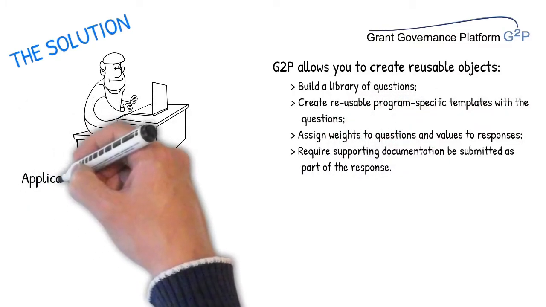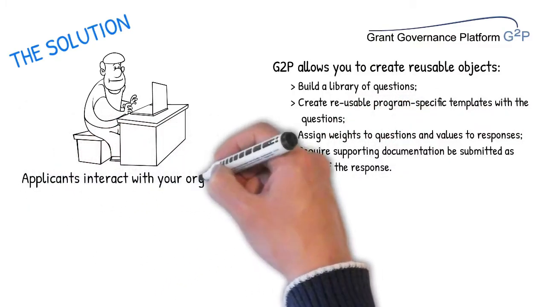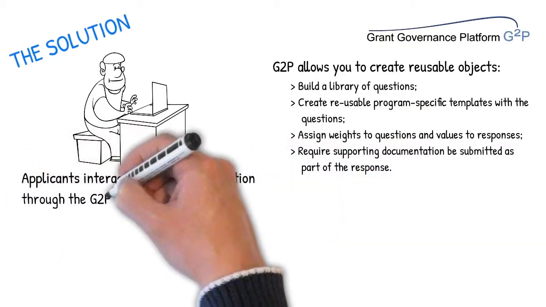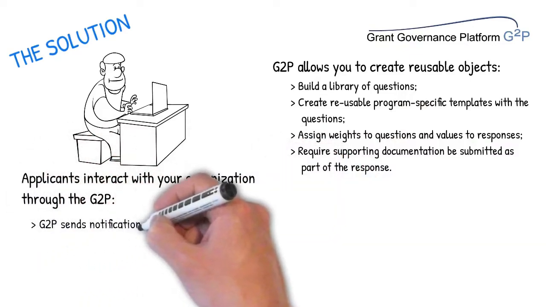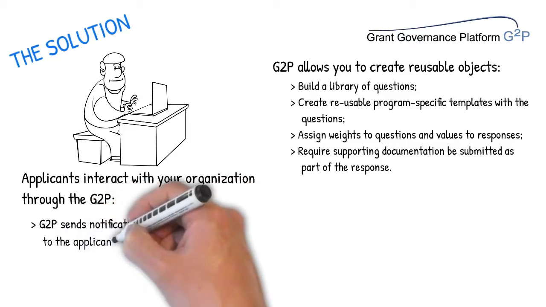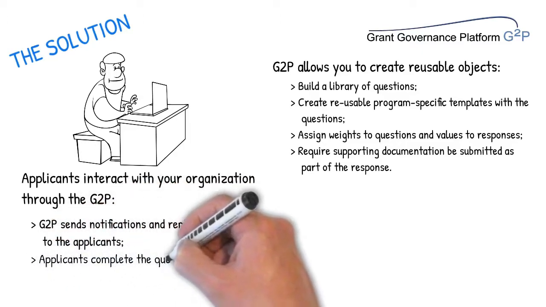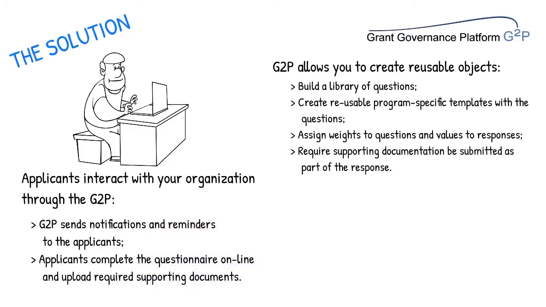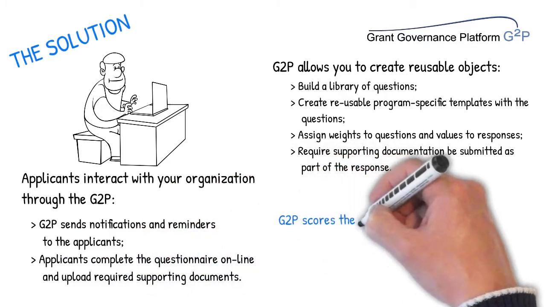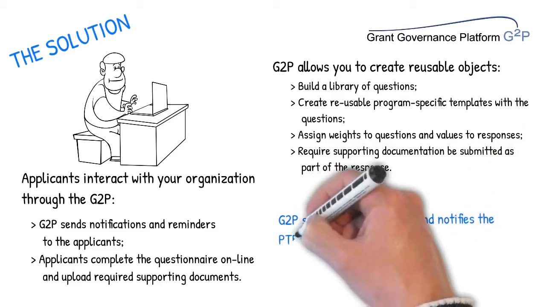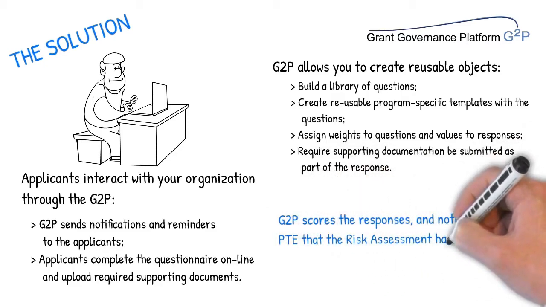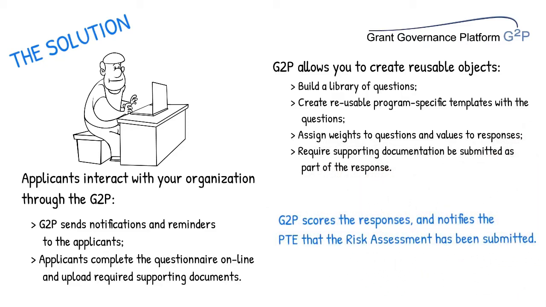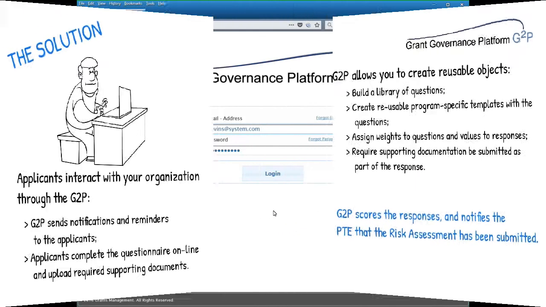His applicants interact via the system, so they too know what has and has not been submitted. G2P also provides a scoring feature that can be based on whatever scoring parameters are used by Kevin's organization. And G2P also lets Kevin know when the applicant has submitted their response by sending a notification email. Now let's look at how G2P helped Kevin and how it can help you and your organization get back to managing your mission.